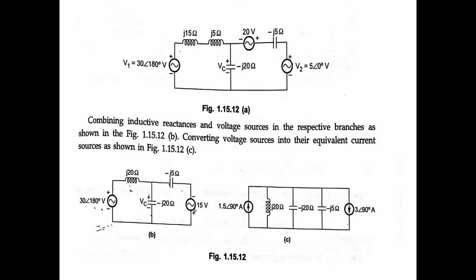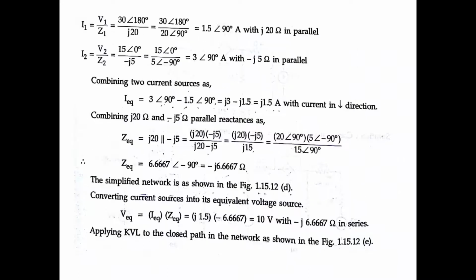Voltage to current source, that is V by R. V by R means 30 by 20, that is 1.5. The j20 stays as it is, in series. Minus j20 as it is. Next, 15 by 5, that is 3. These two are current sources, where the voltage source is converted to a current source.